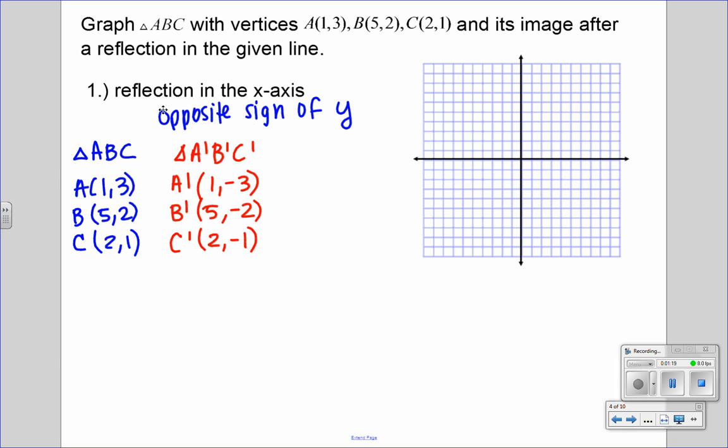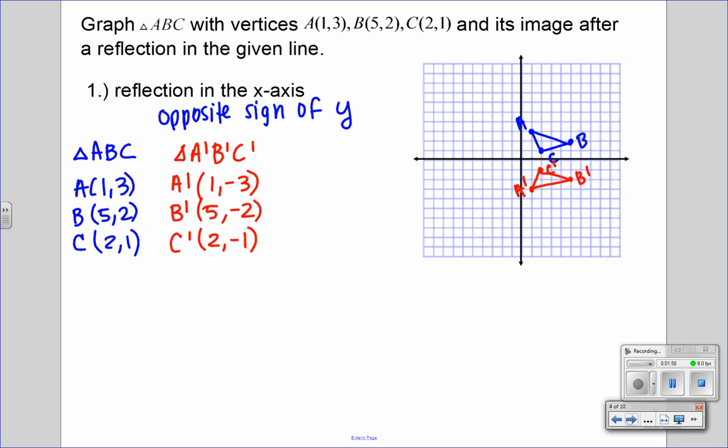And now we're going to graph as usual. So our pre-image is (1, 3) for A, (5, 2) for B, and (2, 1) for C. All right, and then we're going to do our image, which is (1, -3) for A, (5, -2) for B, and (2, -1) for C. And if you notice, if we put a mirror up on the x-axis, this is the mirror image, the reflection of that. So you can see how that works.